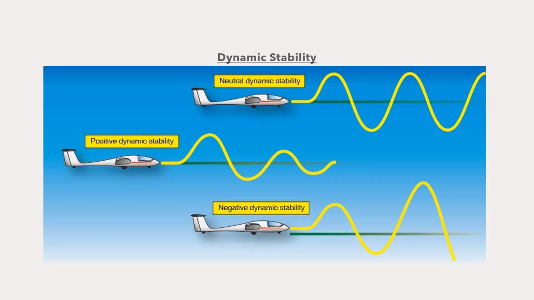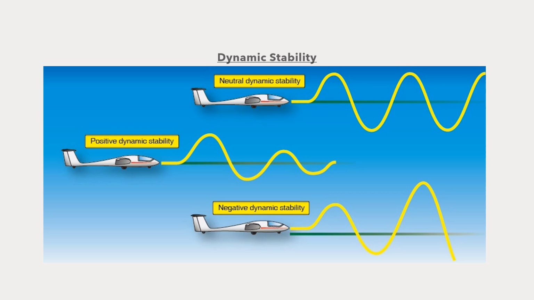Dynamic stability requires static stability for there to even be a meaningful question of whether there's dynamic stability or not. Neutral dynamic stability is where you disturb the aircraft from its equilibrium point. It tends to come back, it tends to overshoot, tends to come back again, overshoot again, and oscillate around the equilibrium point. The oscillations don't get bigger, they don't get smaller. It just keeps oscillating around the equilibrium point.